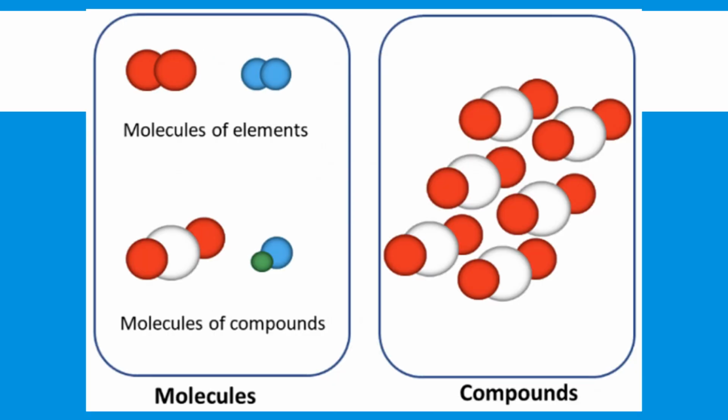Now you can see the picture here. The top one, on the left side, you can see a molecule of an element. These are made up of the same kind of atom. And at the bottom and right side, you can see molecules of compounds. Right? And you are seeing these are made up of 2 or more types of atoms.